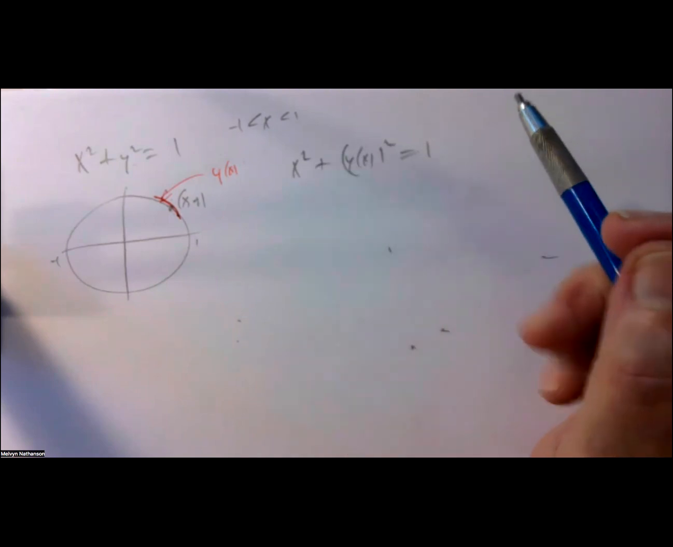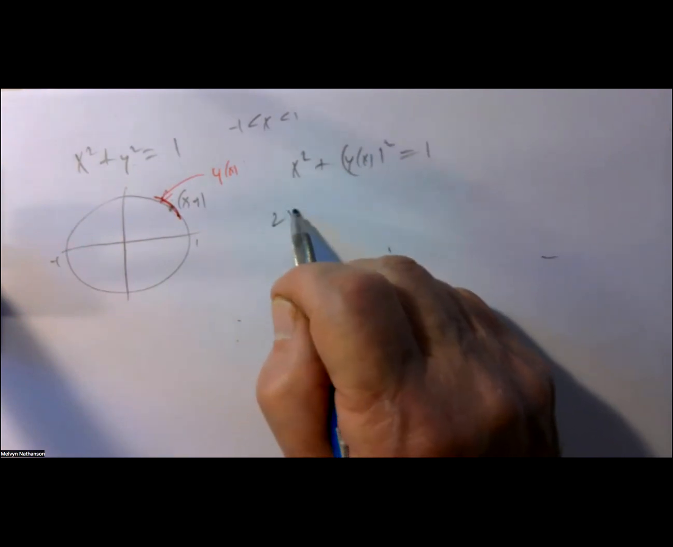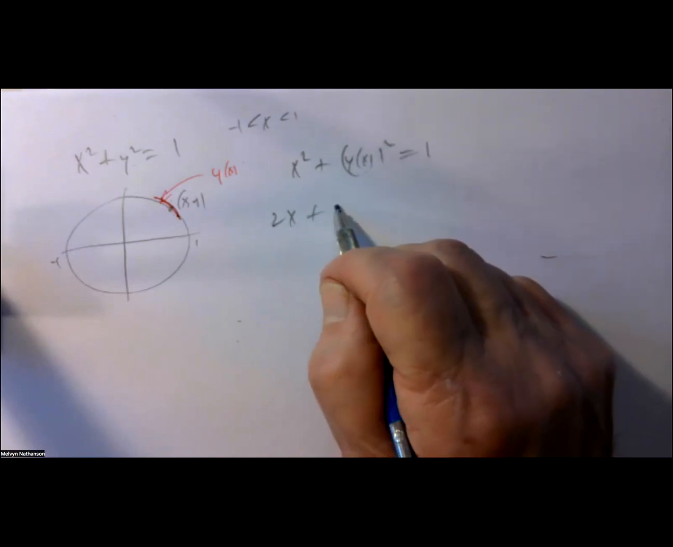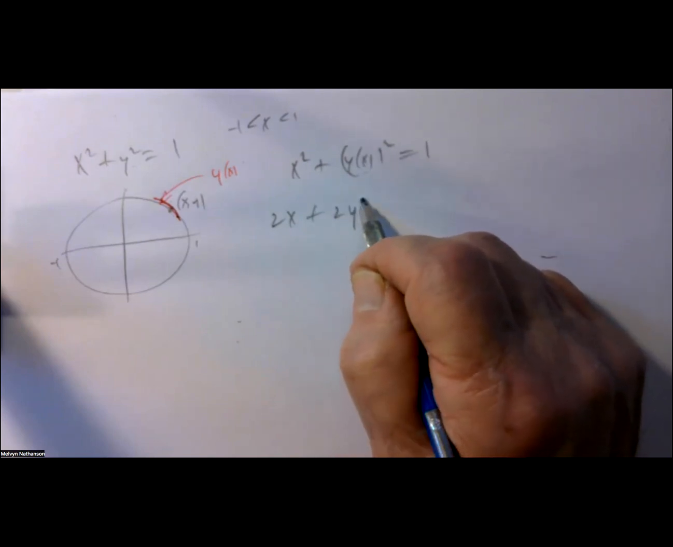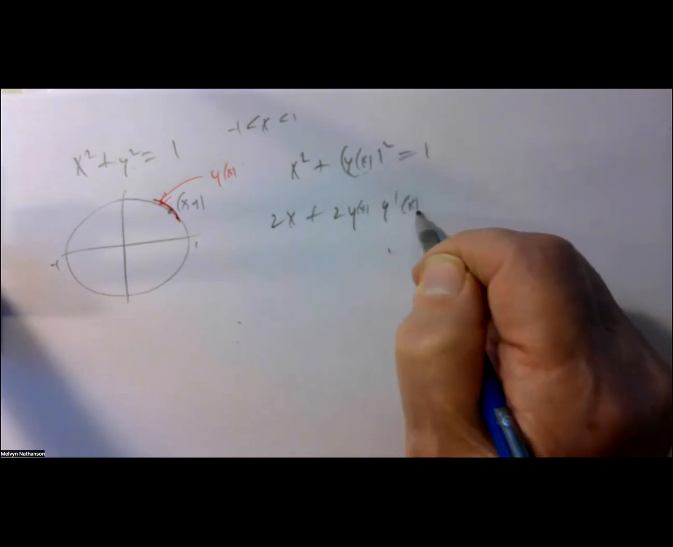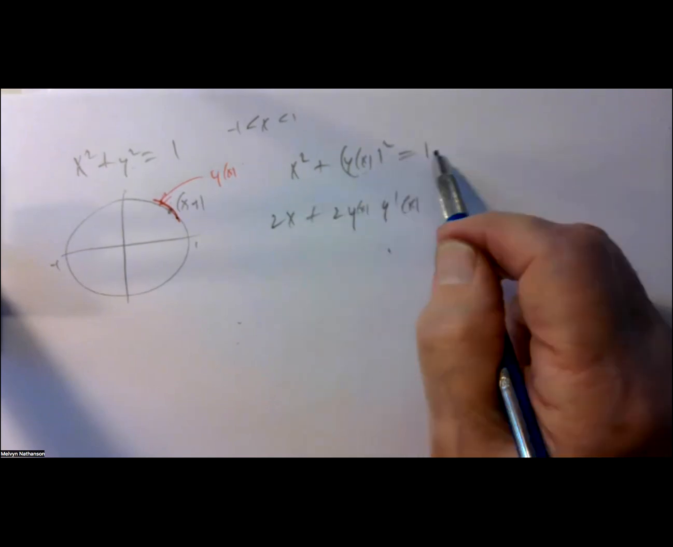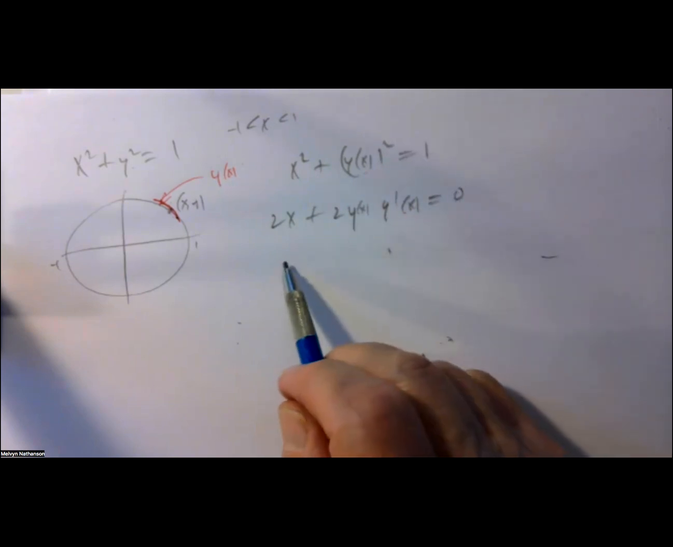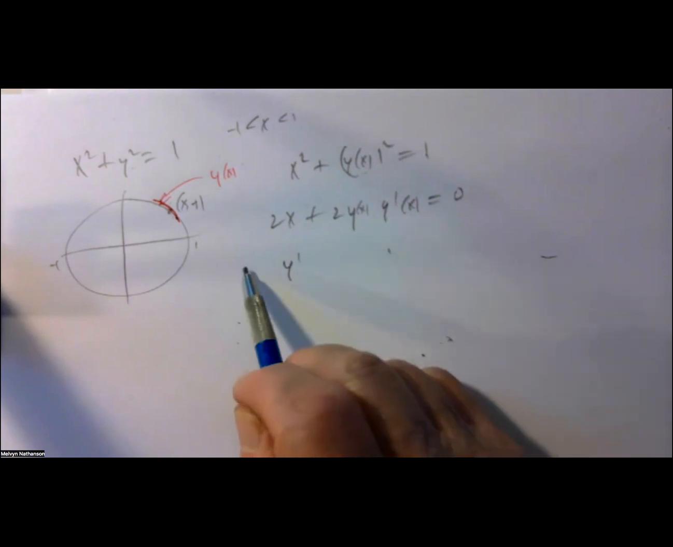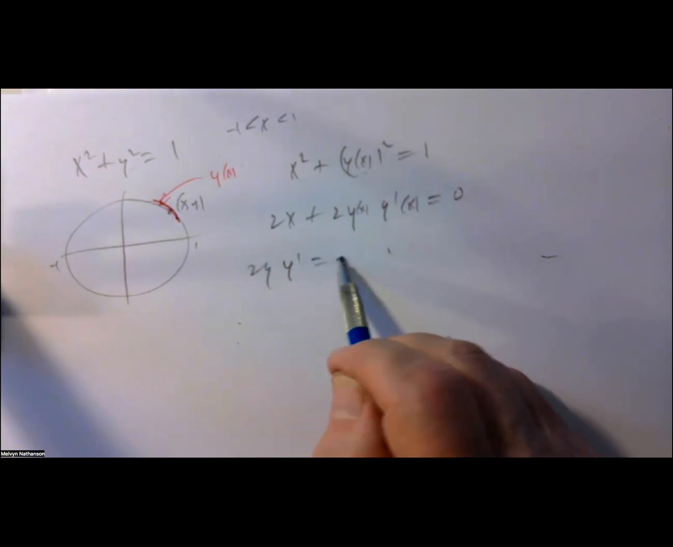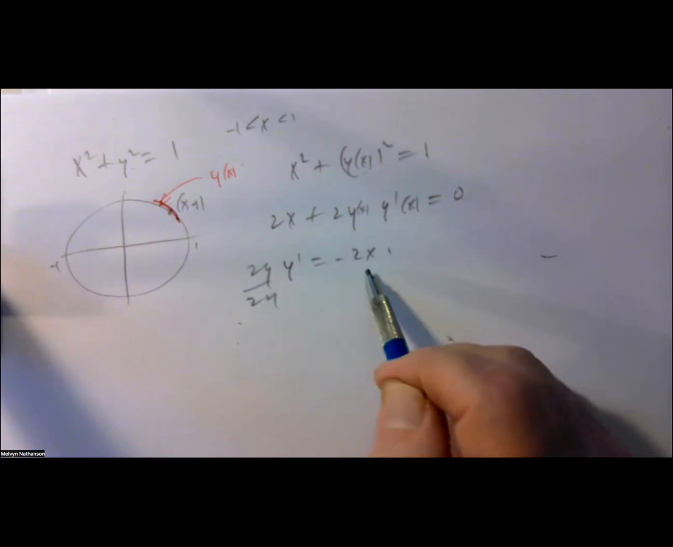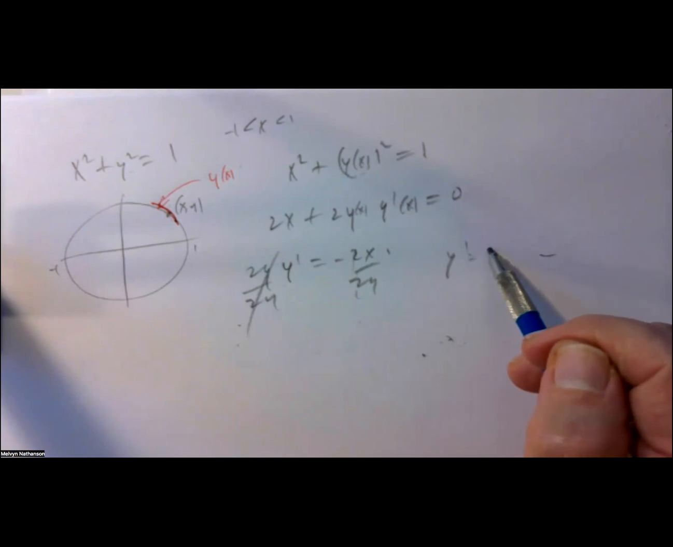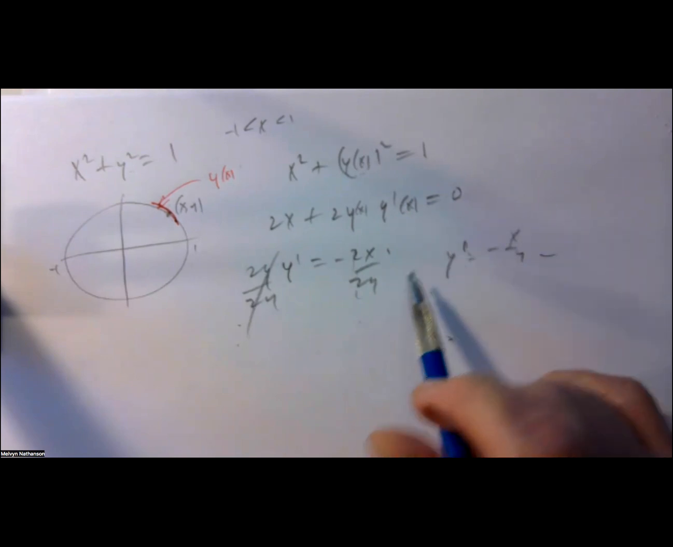So let me differentiate this with respect to x. The derivative of x squared is 2x. By the chain rule, the derivative of y of x squared is 2 times y of x times y prime of x. But that's all equal to the constant function 1, and the derivative of 1 is 0. So if I solve for y prime of x, I get 2y y prime is minus 2x. Divide by 2y, I get y prime is minus x over y.